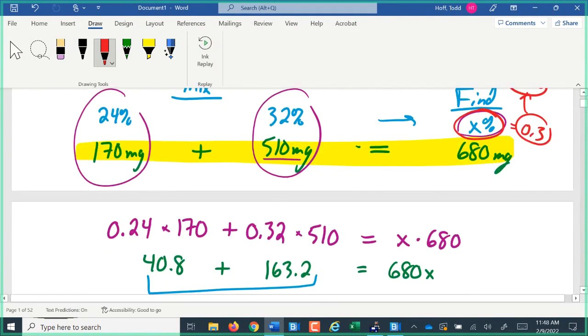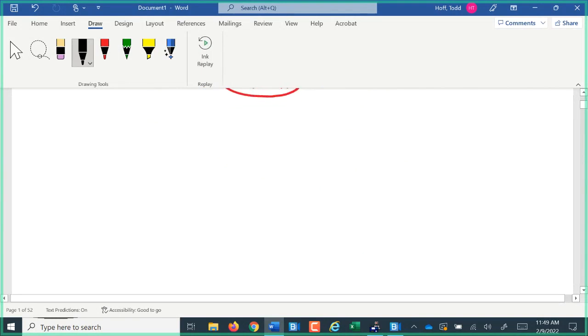Now, most of the time, we are not randomly mixing two solutions and then trying to figure out what we got in the end. Most of the time, what we're doing is trying to create a desired concentration in our solution. So we will be doing something like this.